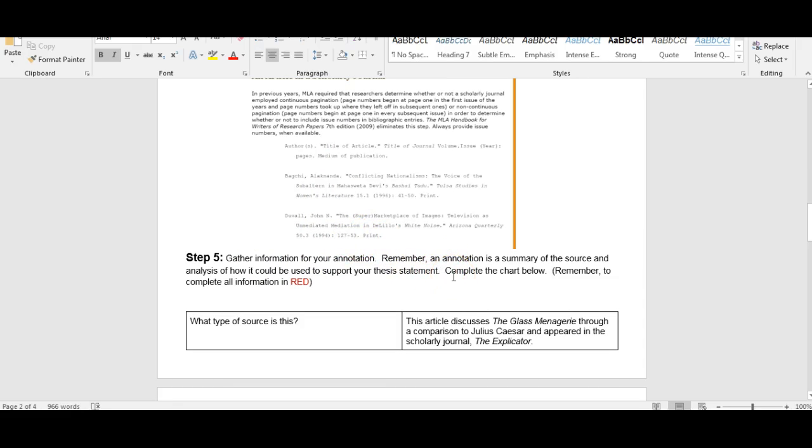This is the paragraph. It's the summary of the source and an analysis of how you can use it to support your thesis statement. You're going to tell me what the source is about and then find some textual evidence in there that can help back up your thesis statement.